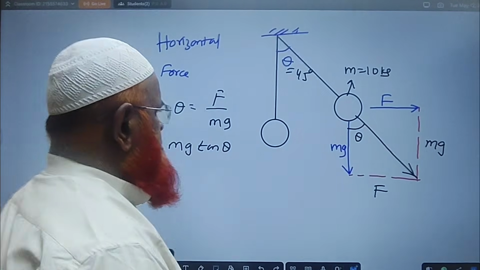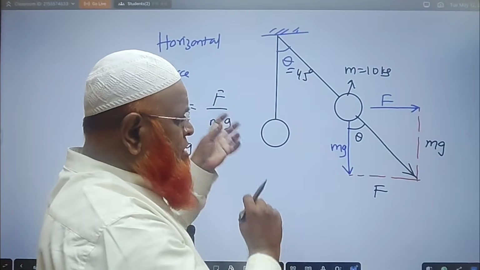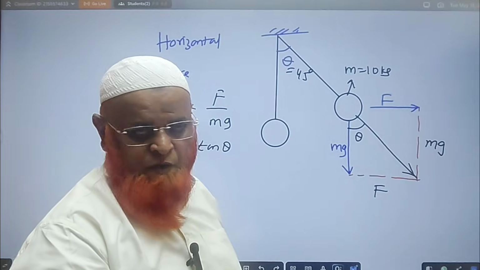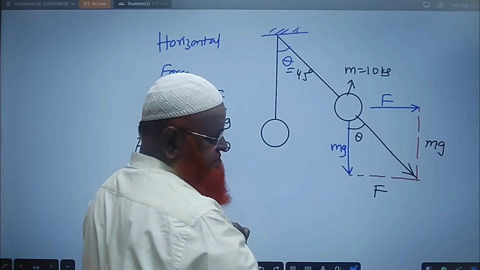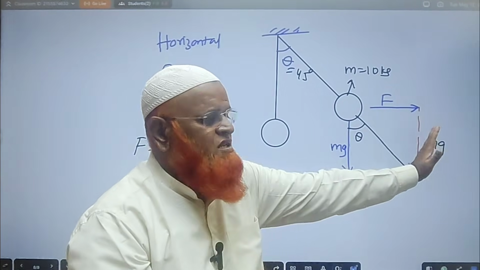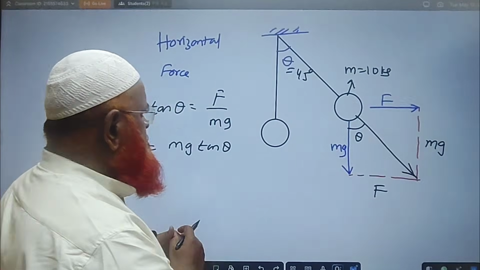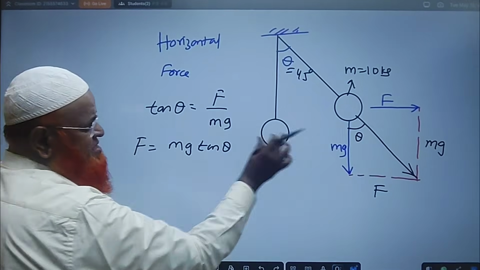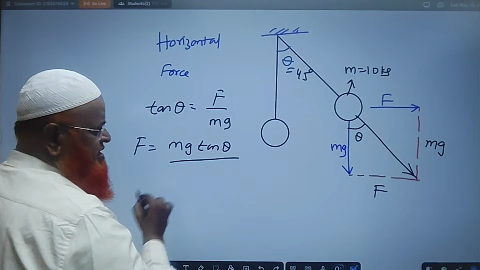So what is our aim? This is a simple pendulum. You are pulling the pendulum with a horizontal force. Then mg is always acting downwards. F is in this direction, mg is in this direction, and this is the resultant. As this is a rectangle, opposite vectors are the same. So our aim is to find that horizontal force. tan theta is opposite side by adjacent side, that is F by mg. F is equal to mg tan theta.